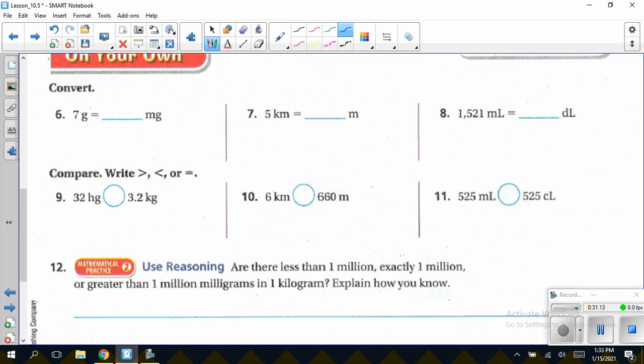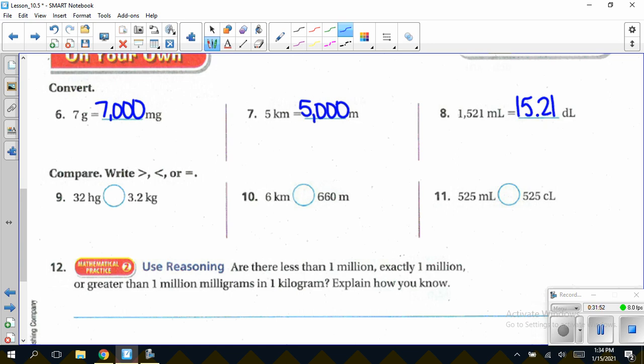So for question number 6, when you convert 7 grams into milligrams, you are going from a large unit to a small unit. So that does give me 7,000 milligrams. For number 7, you're going from kilometers to meters. Again, you're going from a large unit to a small unit. So that does give me 5,000 meters. And for number 8, you are going from milliliters to deciliters. So you are going from small to big. So when you swoop, you do get 15 and 21 hundredths deciliters.